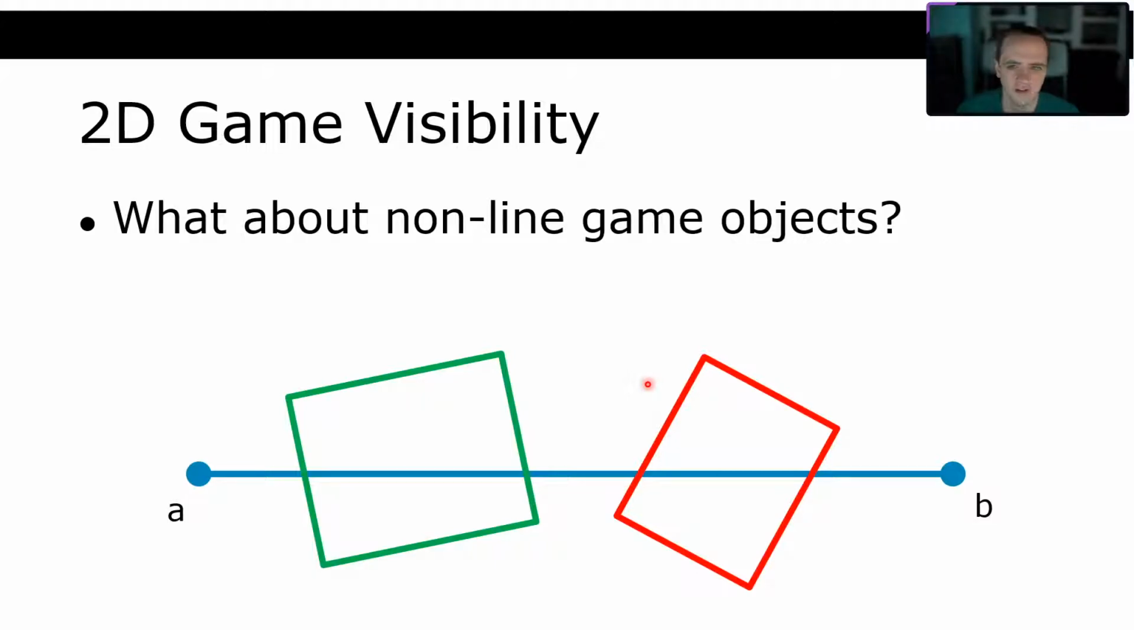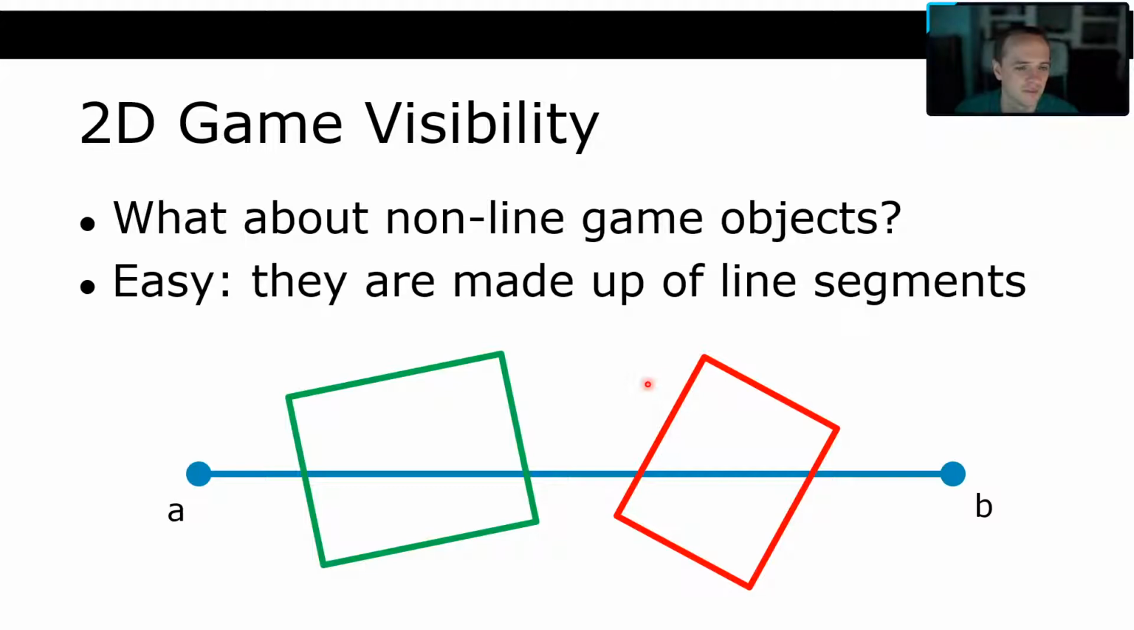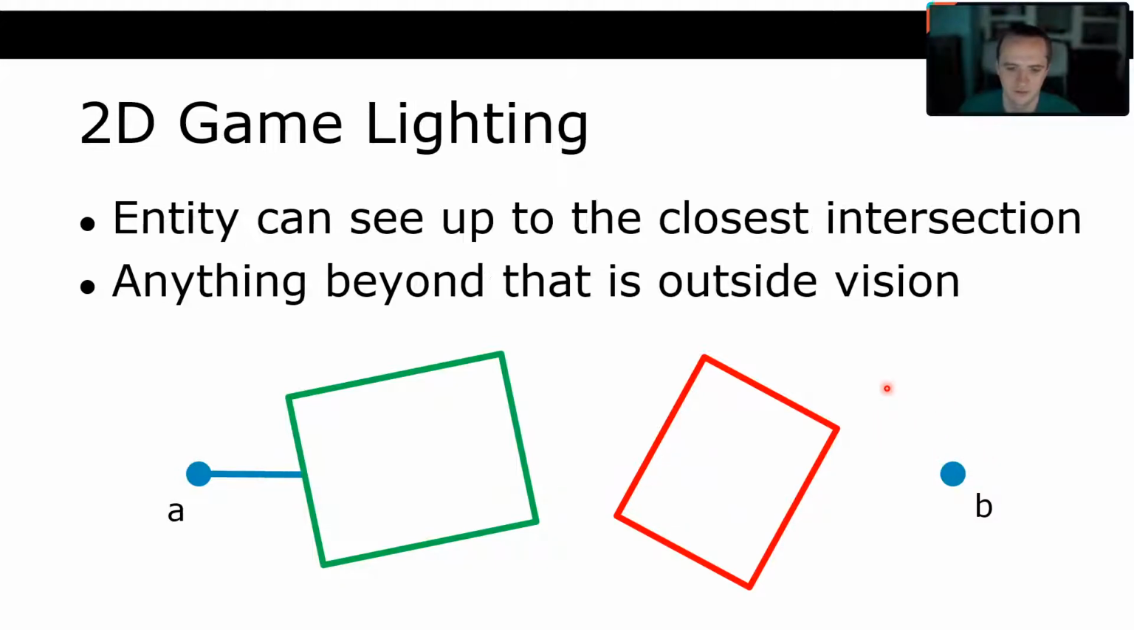But what about non-line in-game objects, right? We're talking about entities and stuff. We've got entities which we're currently viewing as rectangles. Well, this is really easy because they're made up of line segments, right? So we can just take our entities, figure out the line segments of the bounds of the entities, and then do those collisions. So for example, if I'm trying to figure out the line segment intersection between A and B, then I can come up with this. And so the entity that can be seen is the one that's up to the closest intersection. So here I can see this entity, but I cannot see this entity. And anything beyond this one is outside the vision in between A and B.